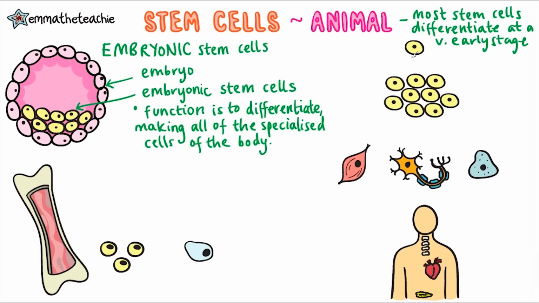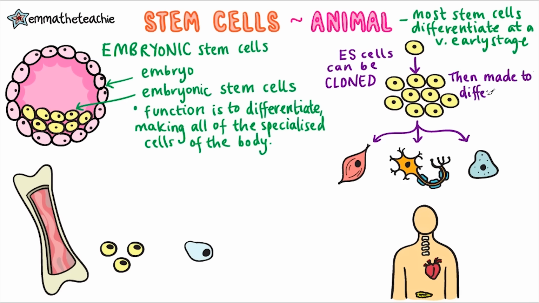But scientists have come up with another use. Embryonic stem cells can be cloned. They can then be induced to differentiate into lots of different cell types, like the ones that you see here. And these can then be used for the treatment of conditions where cells in the body aren't working properly.